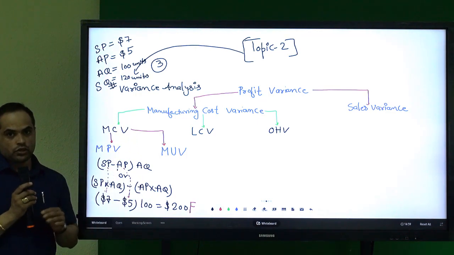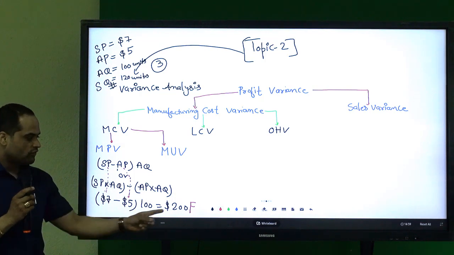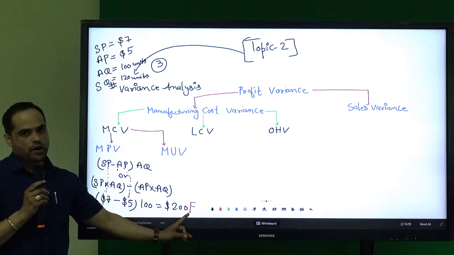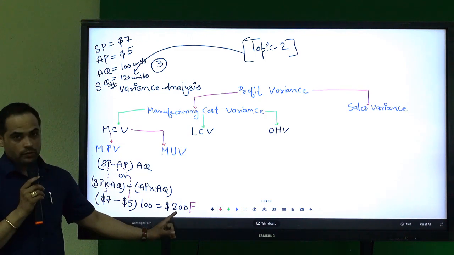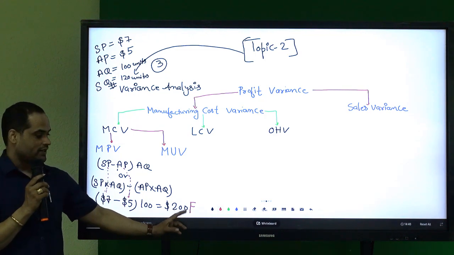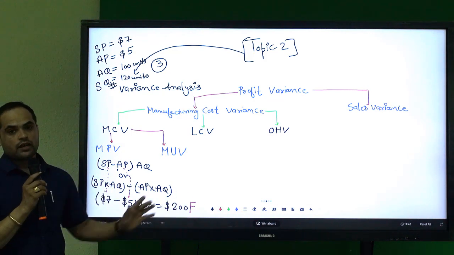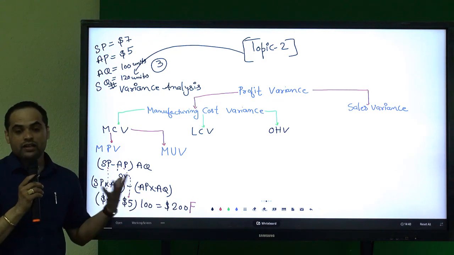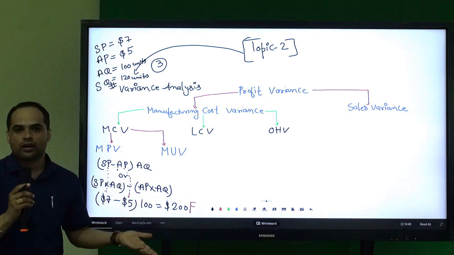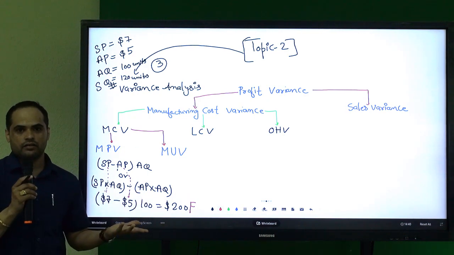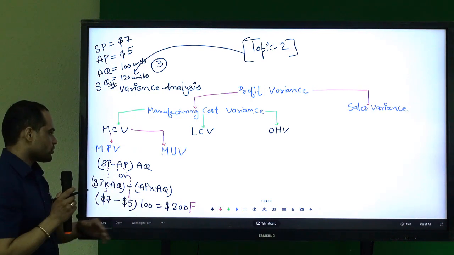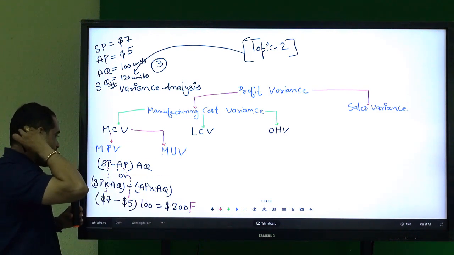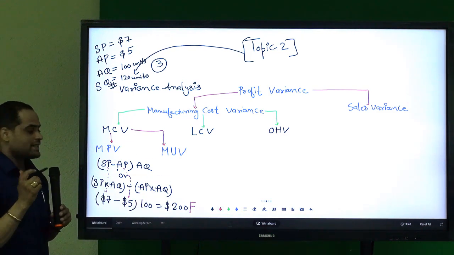That's the answer. So please note down: if you are not writing U or F, then there is no value to this number. In order to make this number valuable, you have to tell the examiner whether it's a favorable or an unfavorable result. Without U and F, what does it mean? 200 what? Over or under? Underperformance or overperformance? That's why it's 200 F. So 200 F is my material price variance.